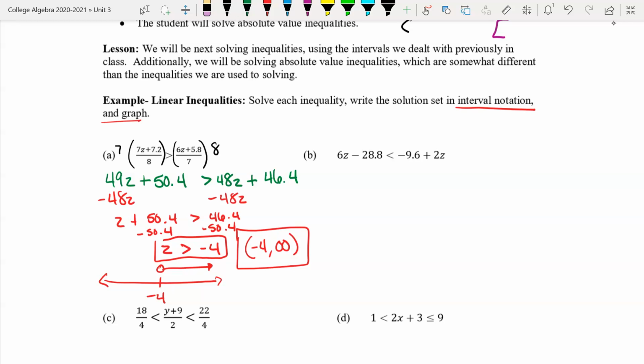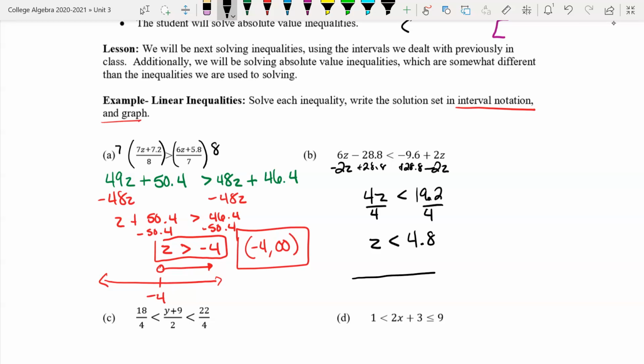Hopefully this is the way I did it. You can do it a different way, but you should still get the same answer. I'm going to subtract my 2z and add my 28.8. So I'm going to get 4z less than 19.2, then you divide by 4. You get z less than 4.8.